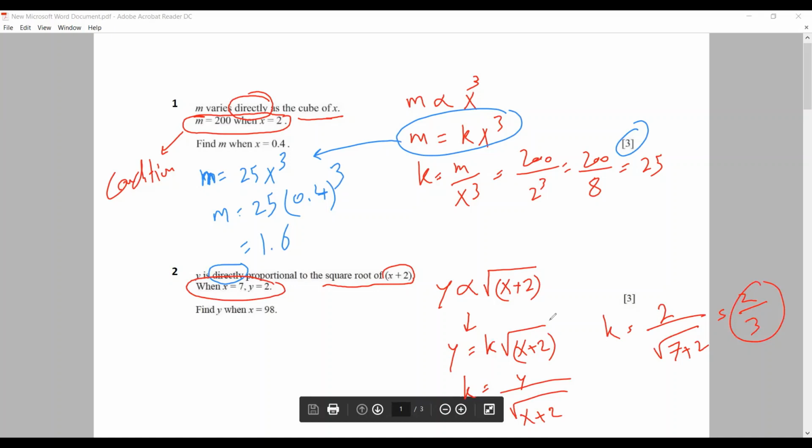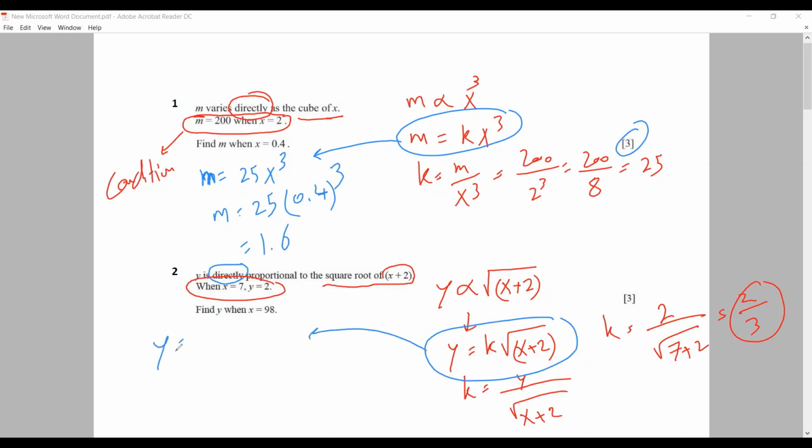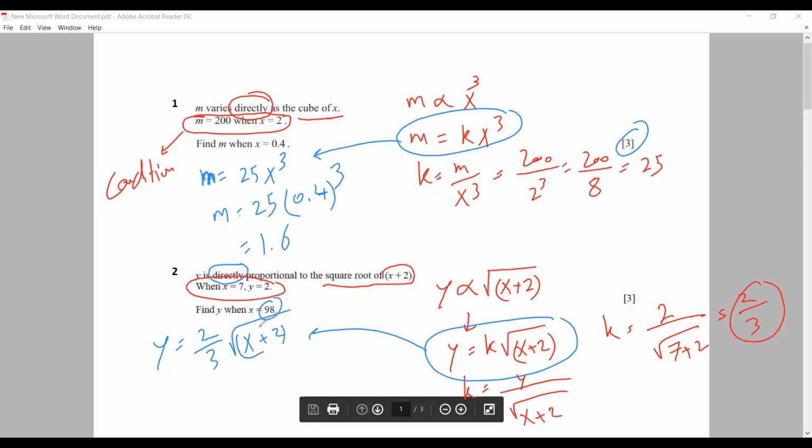Go back to this formula which you found and substitute the value of k. We get y equals 2 over 3 times the square root of x plus 2. If x is 98, find y. So I don't need to rearrange this formula because y is already the subject of the equation. I just have to do a simple substitution, that's all. Square root of 100 basically, right, which is 10, and the answer is 20 over 3 or 6.7 if you round it to 1 dp.